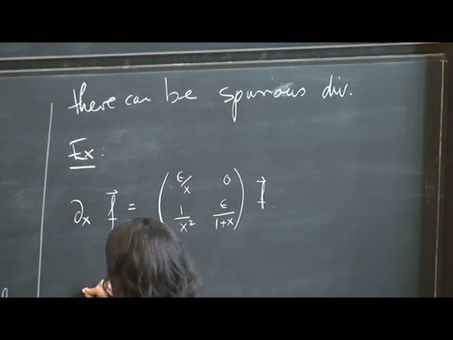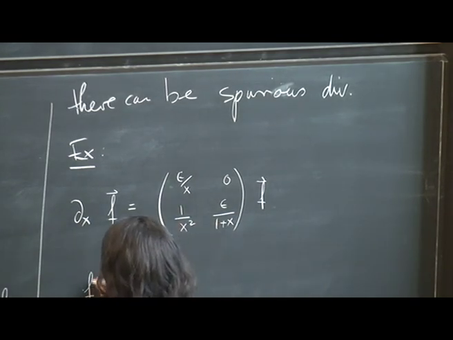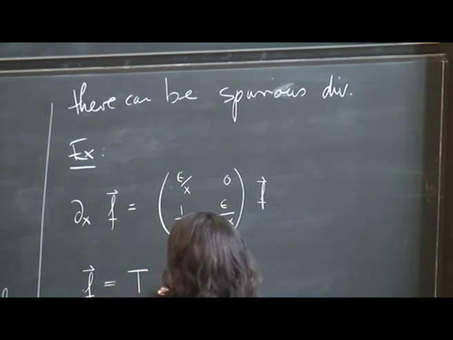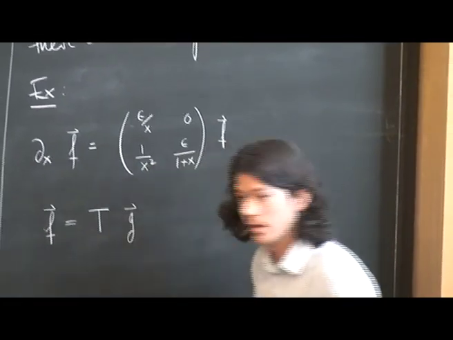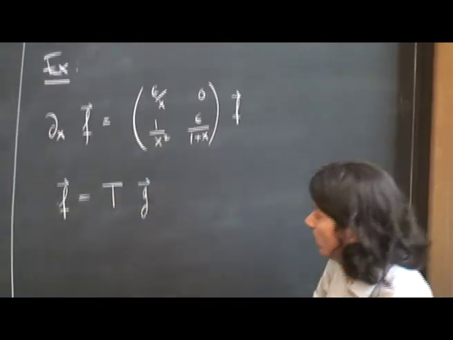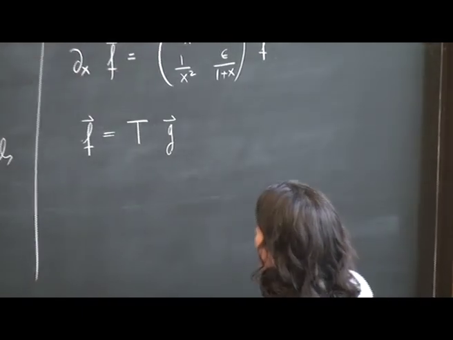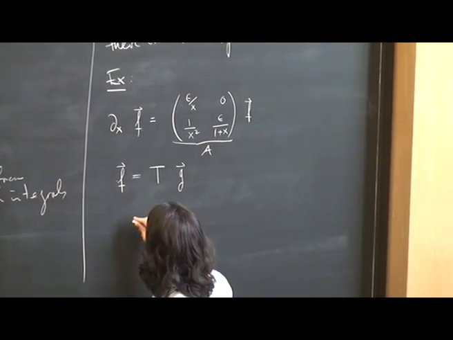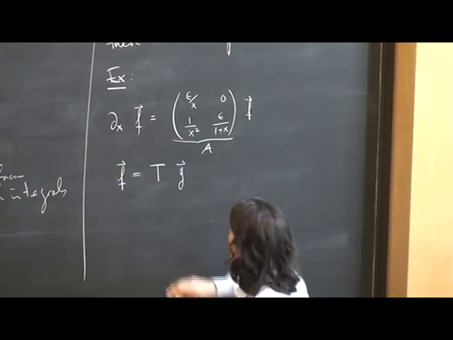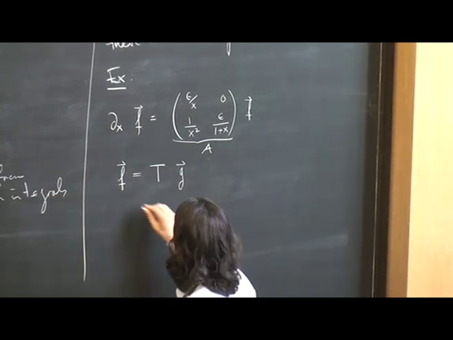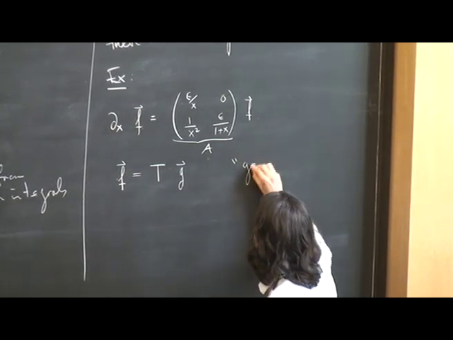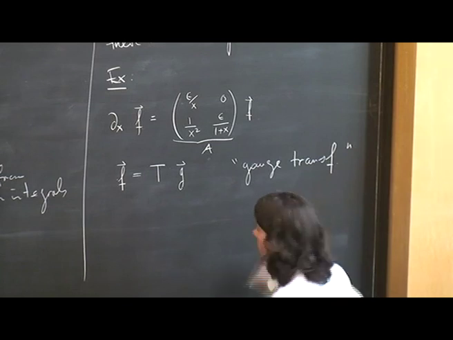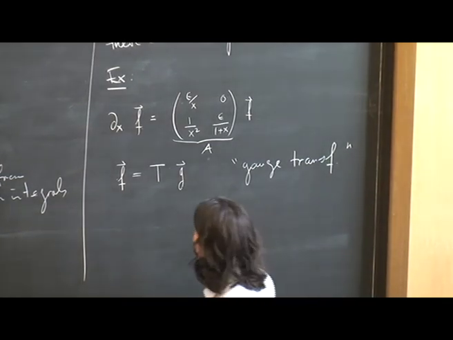And in fact, how to do this? We could do a change of basis. Let's say f equals some transformation matrix T times a new basis g. Let's in fact do this more generally. If this matrix is called A, then we just plug this in. What will happen is that actually this is like a gauge transformation. We'll see presently why I call it this way.